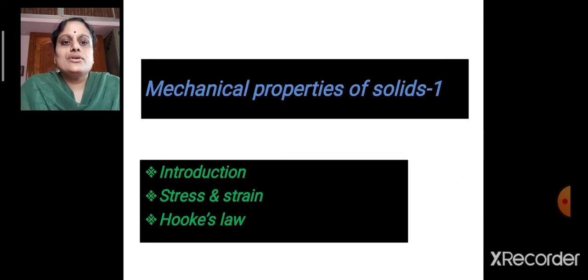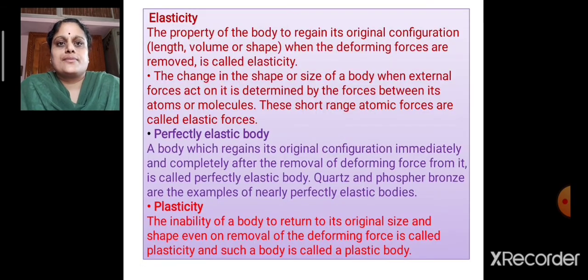In this module, let us discuss the concepts of stress and strain and Hooke's law. The property of a body to regain its original configuration, that is length, volume or shape, when the deforming forces are removed, is called elasticity.